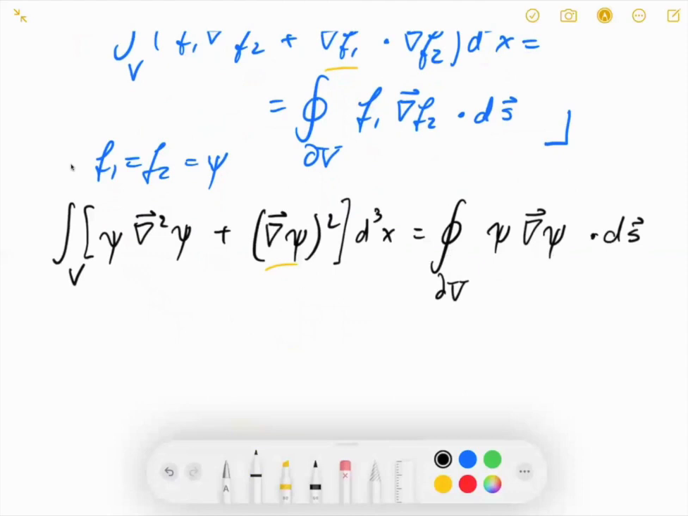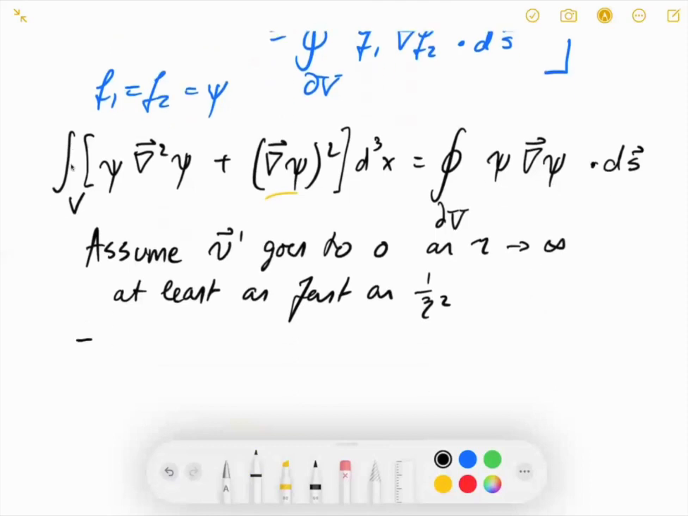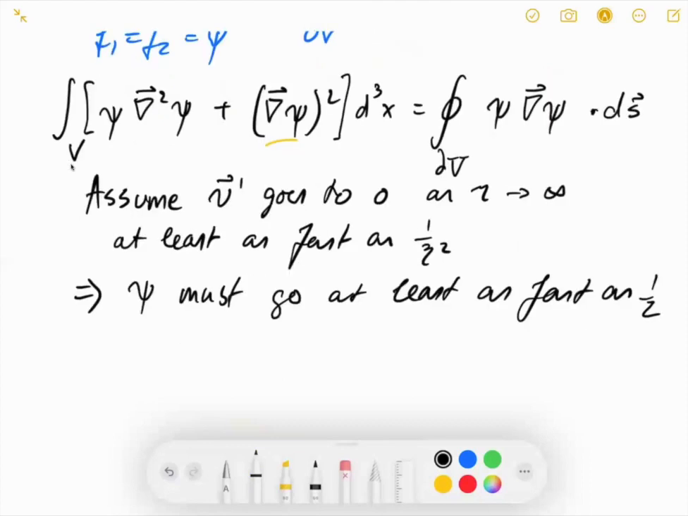Now we're going to put a little bit of a bound on this, and we're going to assume that that difference field goes to 0 as r goes to infinity, at least as fast as 1 over r squared. So if it goes faster, it's good. We can have it go faster. This implies that the difference potential must go, because it's the gradient, at least as fast as 1 over r. So first order, second order, it's important. So there's a 1 here, 2 here, because we take the gradient, right?